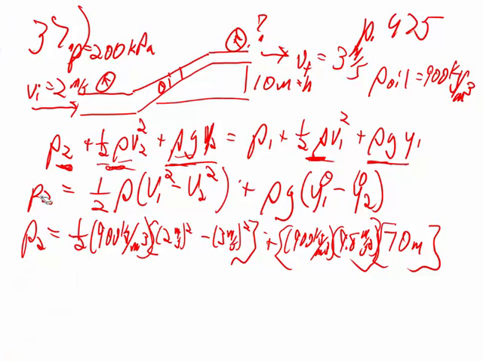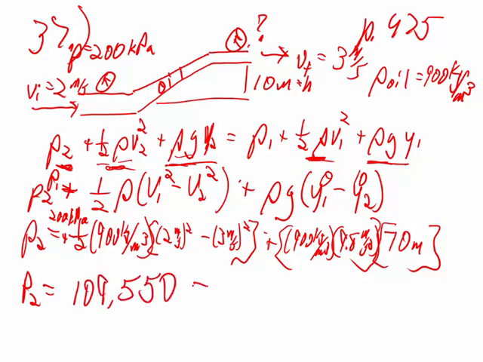My bad. So the equation should be like this right here. There should be a P1 right here. P1 plus all of that, okay? So then we would have 200 kPa plus all of this right here, because our final answer, pressure 2, is 109,550.